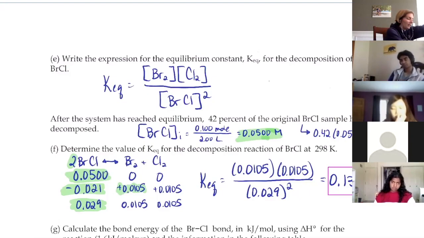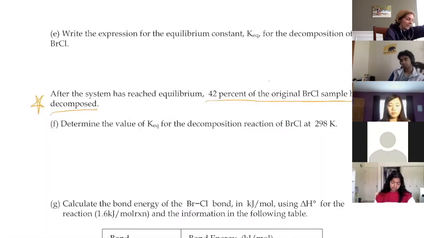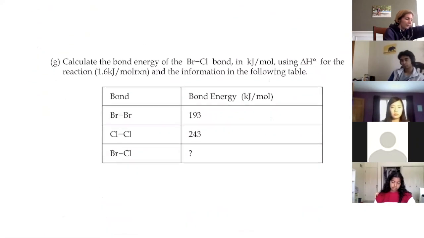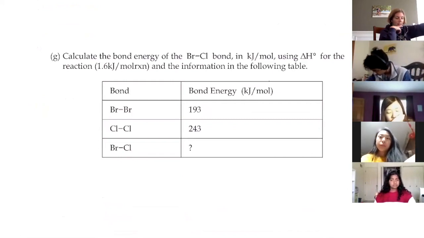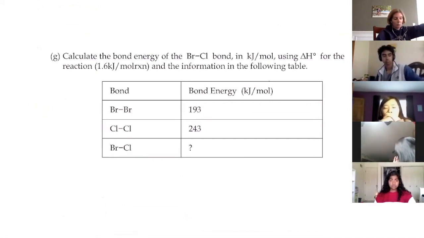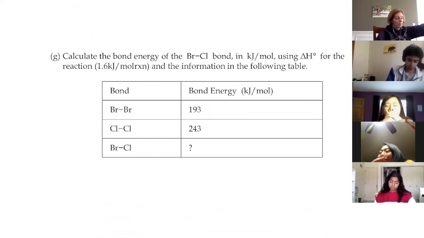Okay, grand finale then. Let's see, what's G all about? We've got some bond energies here. It tells us what bromine's and chlorine's bond energies are. We also know the delta H for the whole reaction. It told us up above that that was 1.6 kilojoules per mole of reaction. And we want to know what the bond energy of the BrCl is. So I'll give you guys a few minutes to solve for that.